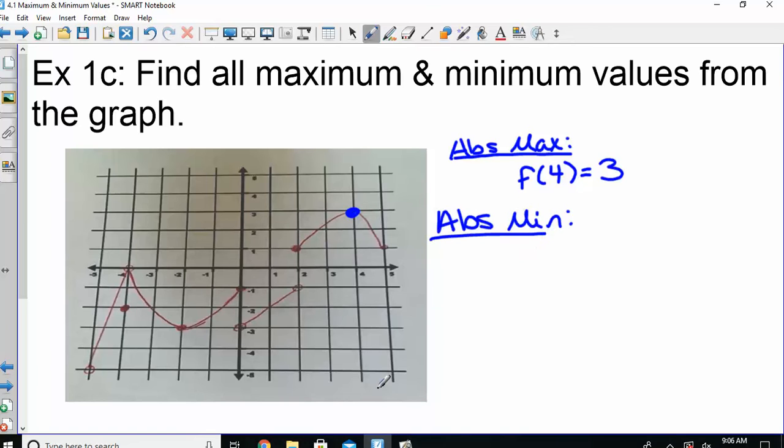The absolute minimum. The lowest point on my entire graph is down here. I don't know if you can tell, this is an open circle. If it is an open circle, does it count? No. So my absolute min? There is none.